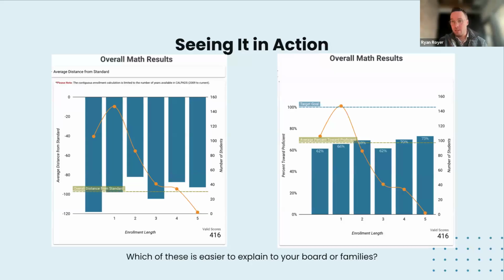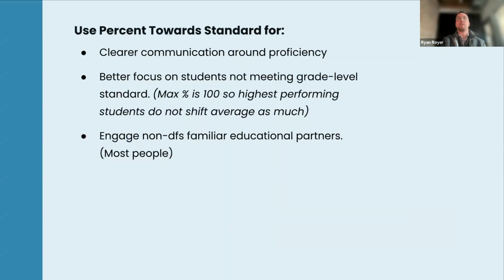And we have it built into your dashboards. You'll have an extra dashboard that's not your state test dashboard that holds percent towards proficient. It's so much easier to communicate that my fifth-year students are 73% of the way towards proficiency than it is to say that they're minus 80, 90 points below standard. When you're communicating to the public, percentages are just easier to understand. Context as it relates to proficiency is much better communicated in this way.